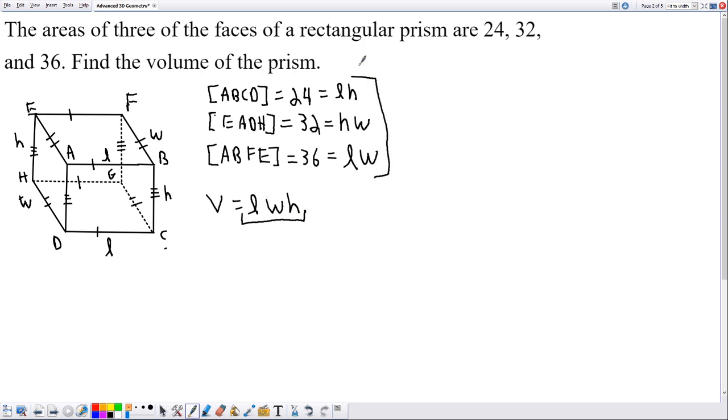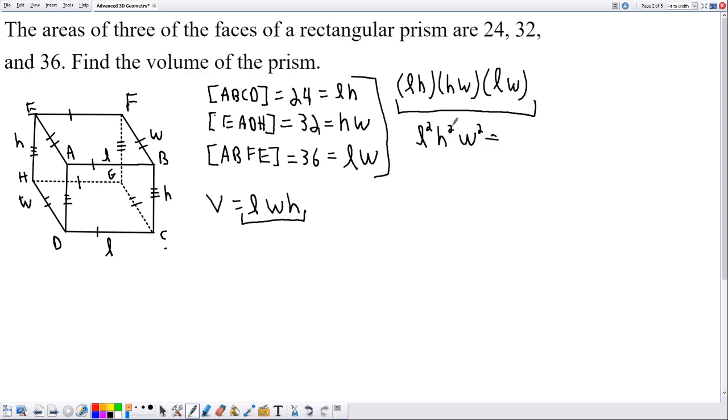Well, I noticed that in all 3 of these, there's 2 L's, there's 2 H's, and 2 W's. So, if we multiplied all of them together, like length times height, and multiply that with height times width, multiply that with length times width, well, this can be easily rearranged as, well, L times L is L squared, H times H is H squared, and W times W is width squared.